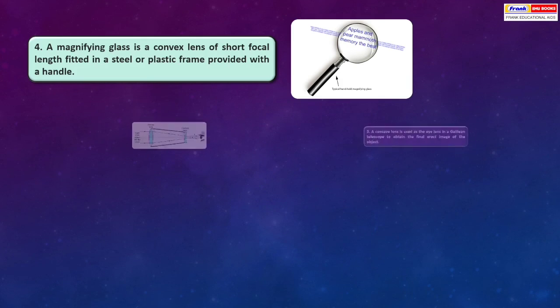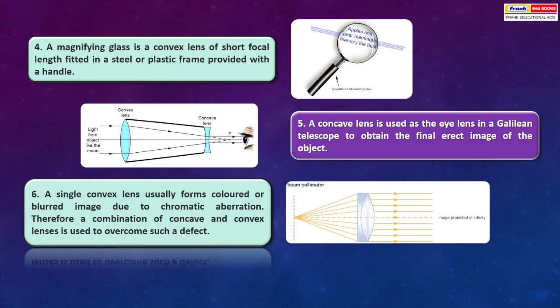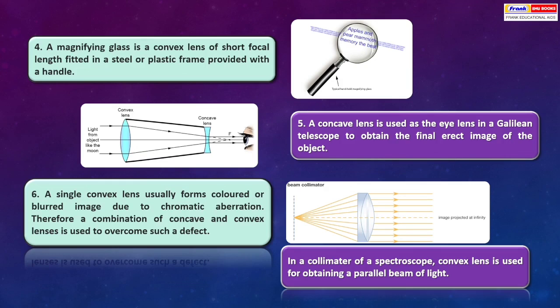a handle. A concave lens is used as the eye lens in a Galilean telescope to obtain the final erect image of the object. A single convex lens usually forms a colored or blurred image due to chromatic aberration. Therefore, a combination of concave and convex lens is used to overcome such a defect. In a collimator of a spectroscope, a convex lens is used for obtaining a parallel beam of light.